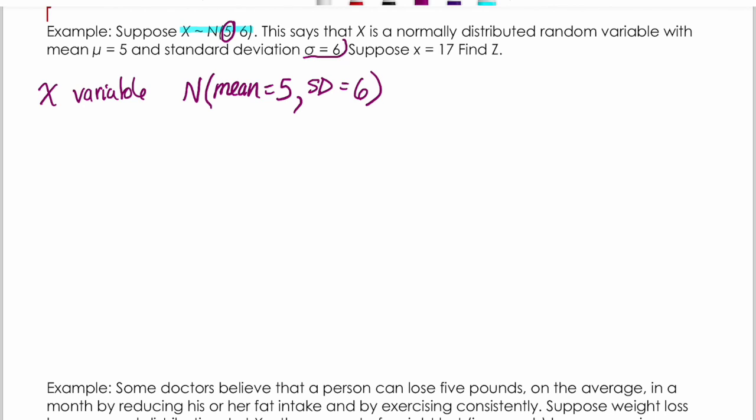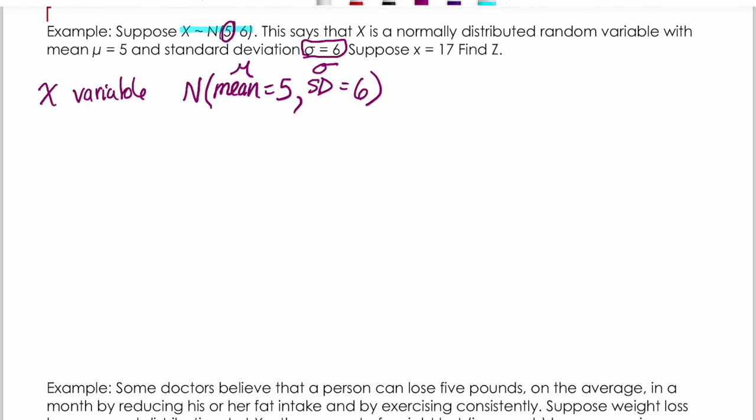Now, the book uses the actual symbols. I use SD for standard deviation. We should start using these symbols now that we're going to have to start identifying the difference between population and sample standard deviation and mean. So this is going to be your mu, and then your standard deviation is your lowercase sigma.